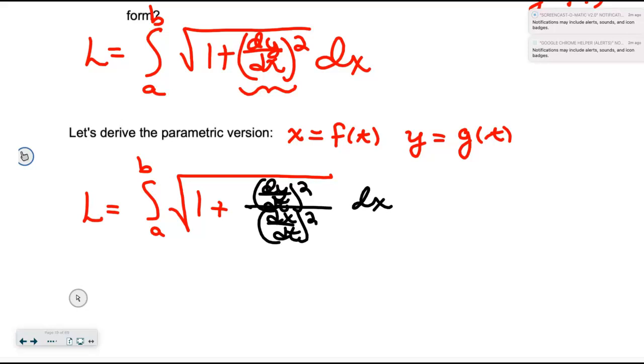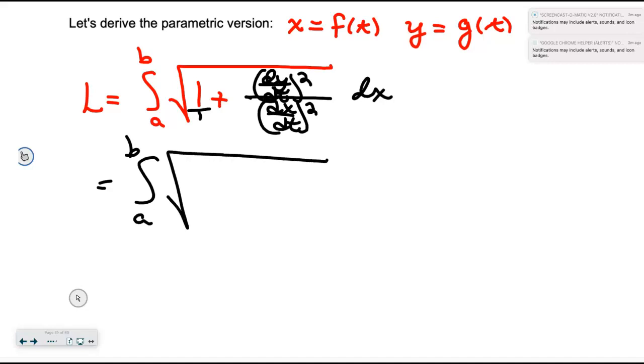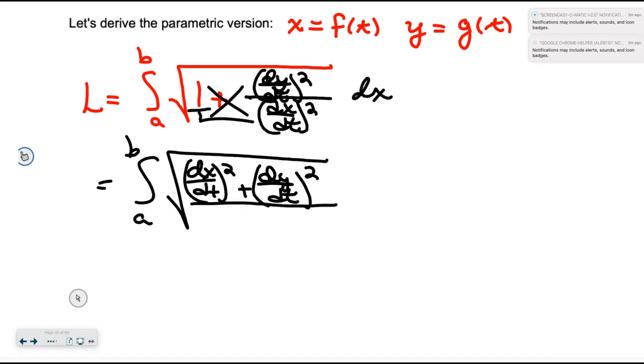When I clean this up, it'll morph itself into the actual formula you would get if you were to Google parametric arc length. Whenever we have a sum of fractions, we do what we've been doing forever: crisscross, multiply across. So when I clean this up, I have (dx/dt) quantity squared from the crisscross, plus (dy/dt) quantity squared. That's the crisscross, and then on the multiply across, it would be over (dx/dt) quantity squared. It's looking a little uglier, but it's going to clean up in just a second. And then our dx is over there.